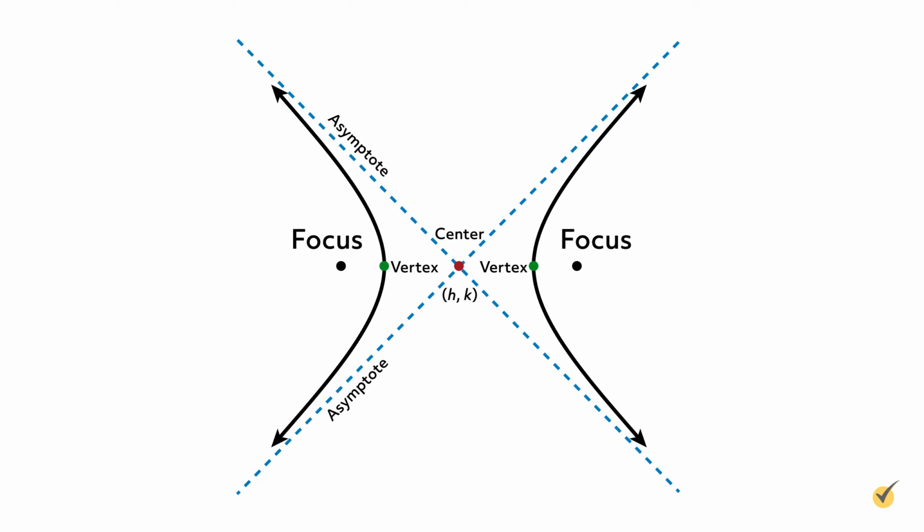The asymptotes serve as guides for our graph of the hyperbola. As the hyperbola stretches out away from the center, each of its curves will get closer and closer to the nearest asymptote, but will never touch. We'll come back to asymptotes in a minute, but first we need to go back to our equation. So far we've identified how to find h and k in this equation by finding the center of the hyperbola. But what about a and b?